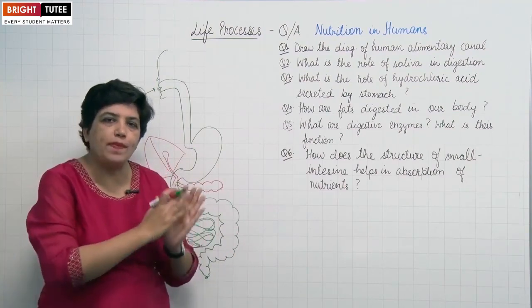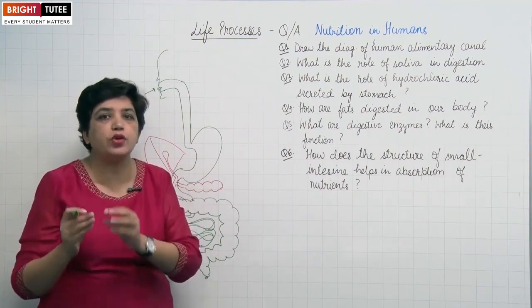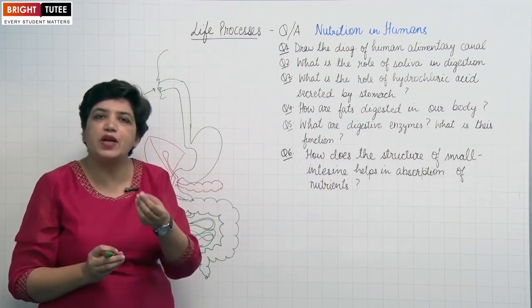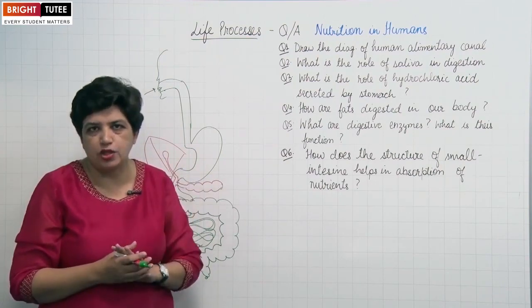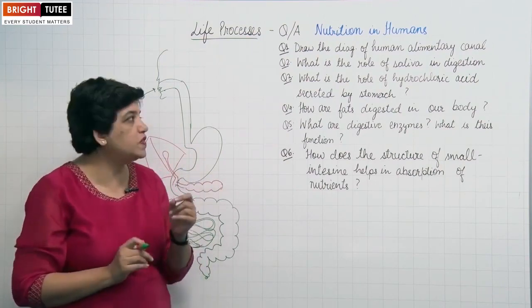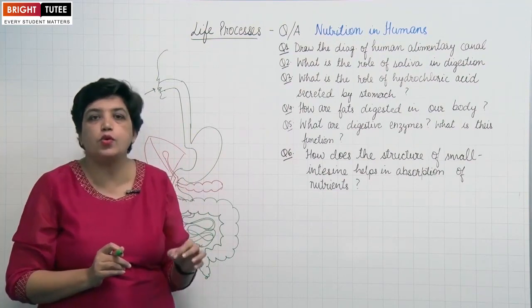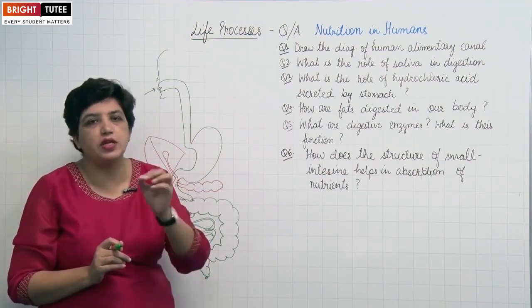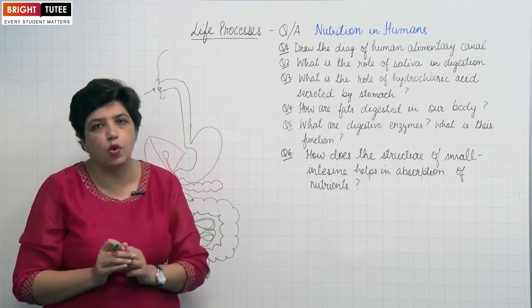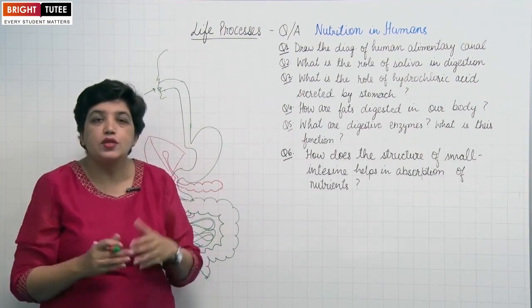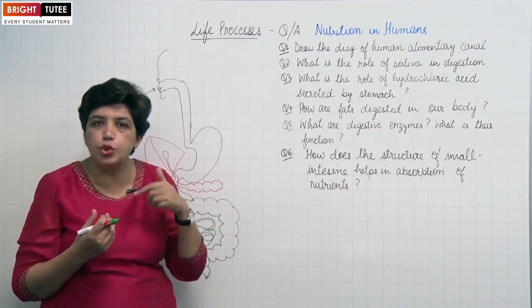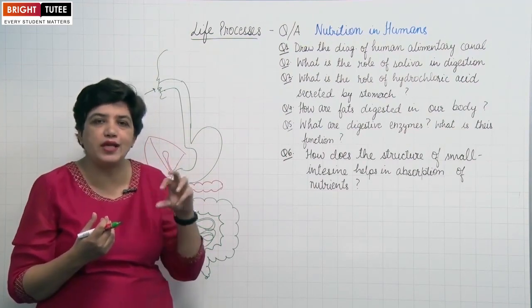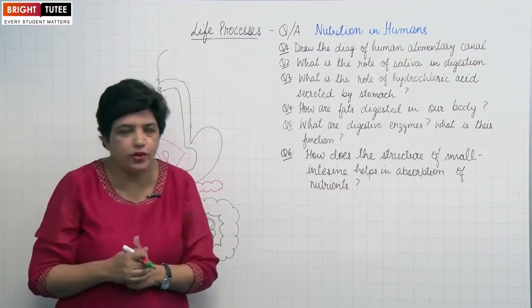So when these complex carbohydrates are broken down into simple molecules, it becomes easy for the body to absorb them and their assimilation, their usage. So the role of saliva is breaking down of complex carbohydrates into simple glucose and maltose molecules. So the digestion process starts itself in our mouth. We need to chew the food properly so that saliva gets mixed up in the mouth.